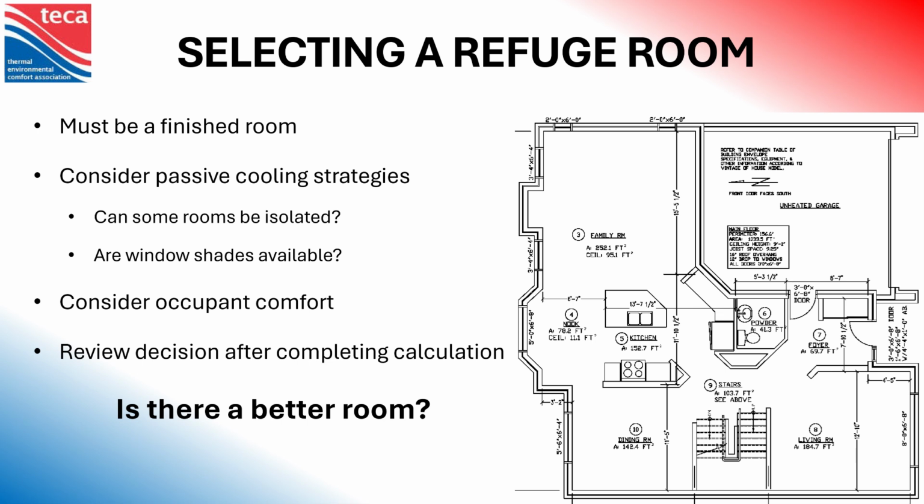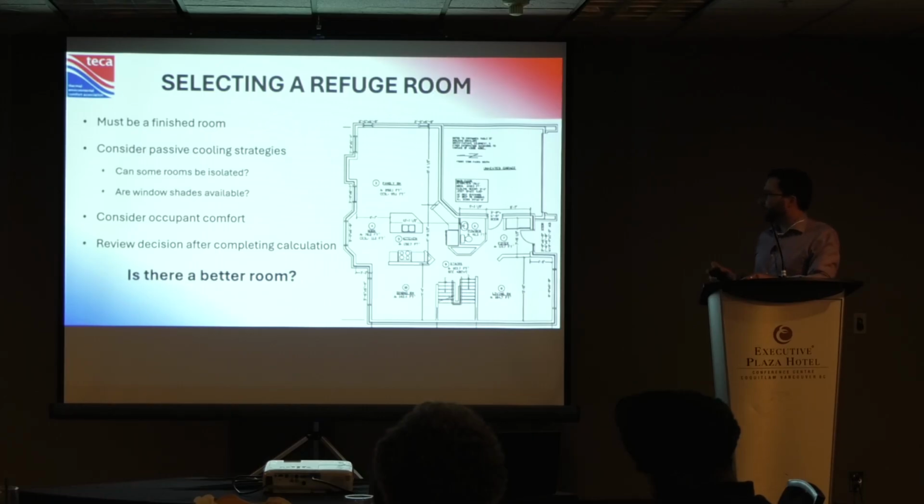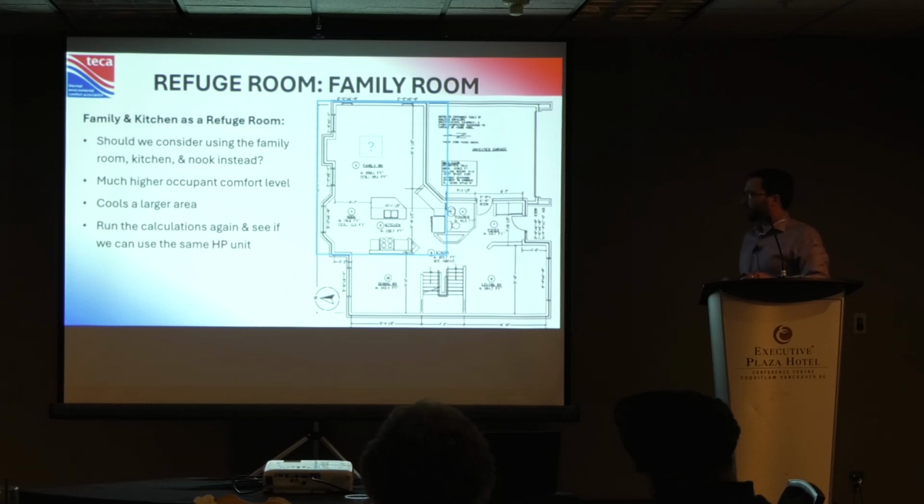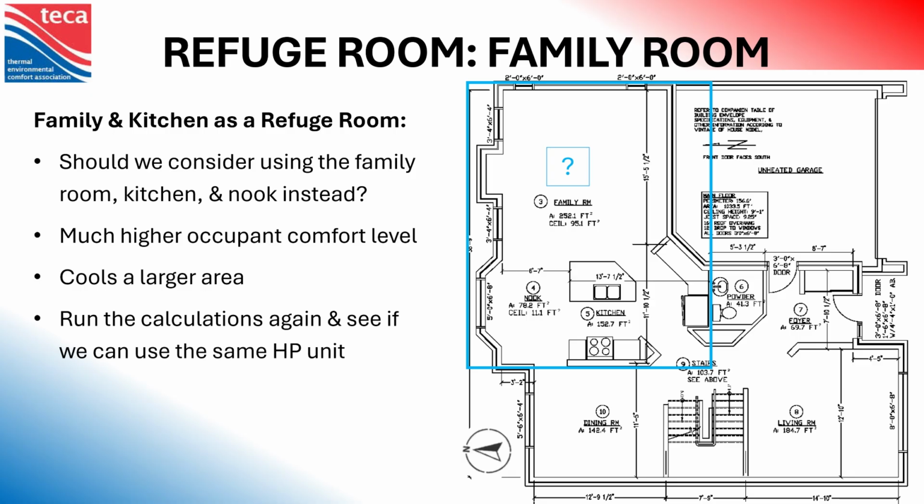So after I've completed my calculation on this living room, I'm going to take a beat and think, is there actually a better space for this refuge room than this living room? And in my opinion, yes, there absolutely is. So I'm going to rerun the calculations looking at the family room, kitchen, and breakfast nook, and see, can I take that same piece of equipment and just move it to a better location?